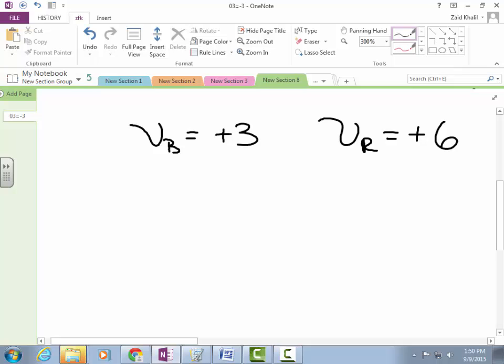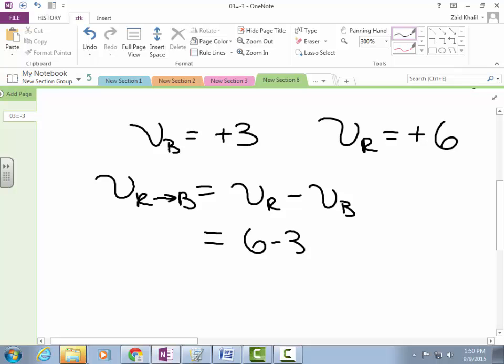Using that definition for relative velocity, V of red relative to blue is equal to V red minus V blue, which is 6 minus 3, which is 3. Notice, what does this give us? This gives us correct magnitudes, namely that blue sees red going slower than we see it, and it also gives what else? Correct direction. It's positive. Any questions?